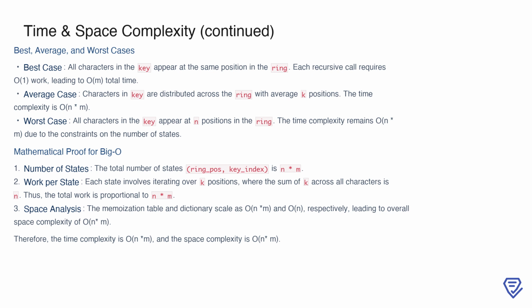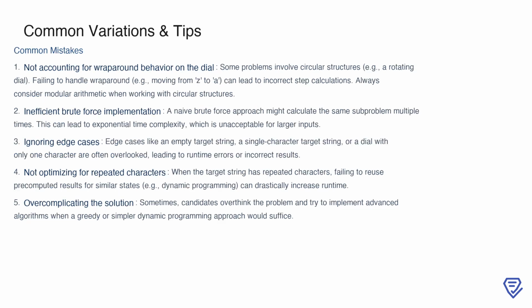To mathematically prove the big O complexity, we know there are O(n*m) states in total, and the work per state involves iterating over k positions, where the sum of all k is equal to n. This confirms the total work is proportional to O(n*m). On the space front, the memoization table and dictionary scale is O(n*m) and O(n), respectively, leading to an overall space complexity of O(n*m). When tackling problems like Freedom Trail, there are several common mistakes to watch out for.